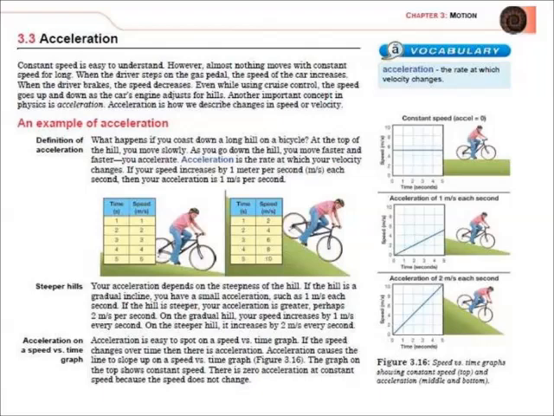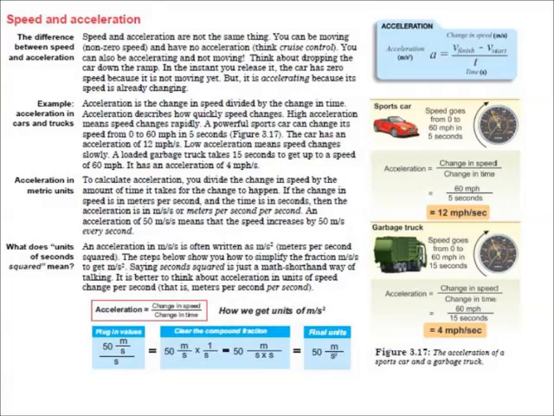Acceleration is easy to spot on a speed versus time graph. If the speed changes over time, then there is acceleration. Acceleration causes the line to slope up on a speed versus time graph. The graph on the top shows constant speed. There is zero acceleration at constant speed because speed does not change. Speed and acceleration are not the same thing.